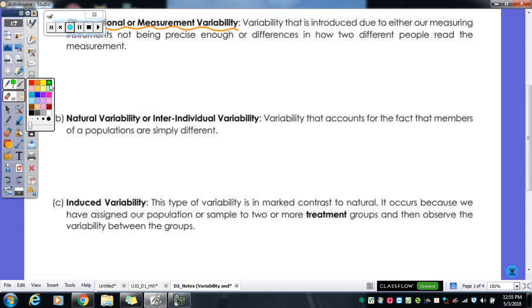So our next one here, natural variability or inter-individual variability. That's variability that accounts for the fact that the members of populations are simply different. Every person is different, so their results from an experiment are going to be slightly different. For example, 2 people who work out the same amount of time at a gym and yet lose different amounts of weight. They're just 2 different people, so even though they work out the same amount, it's not going to affect them in the same way. Or 2 plants are given the exact same amount of water and sunlight, but they still grow different amounts because they're different plants. So there's natural differences between them.